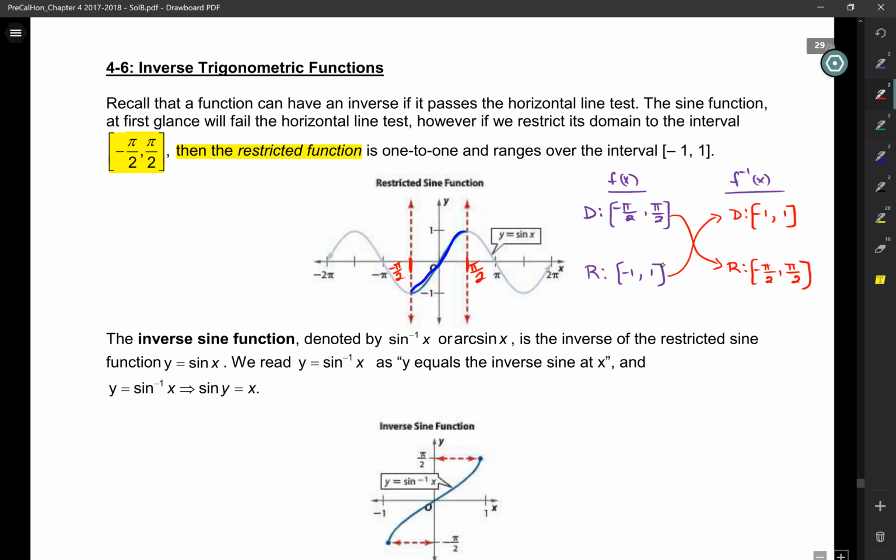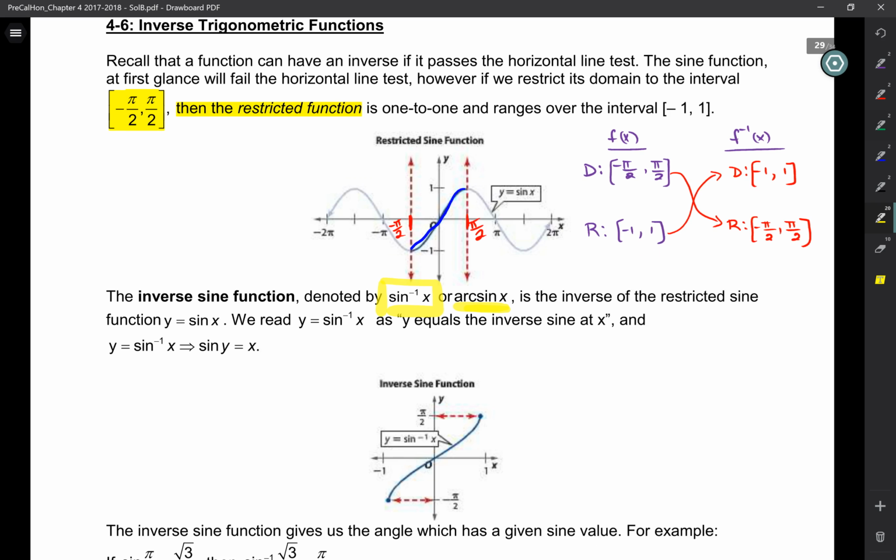Okay? There's something to have in the back of your head as we move on. Now, the inverse sine function is denoted by sine to the power of minus 1, because that's how we do inverse functions. It's also called arc sine of x. They are synonyms. They're interchangeable.